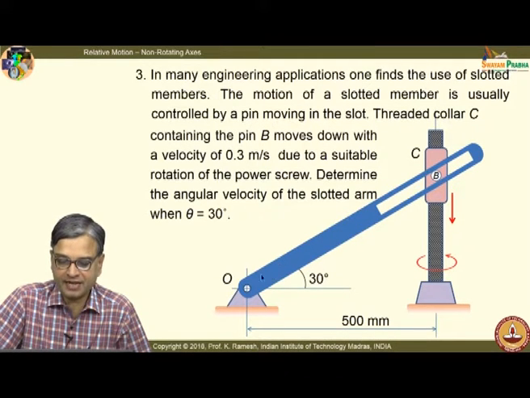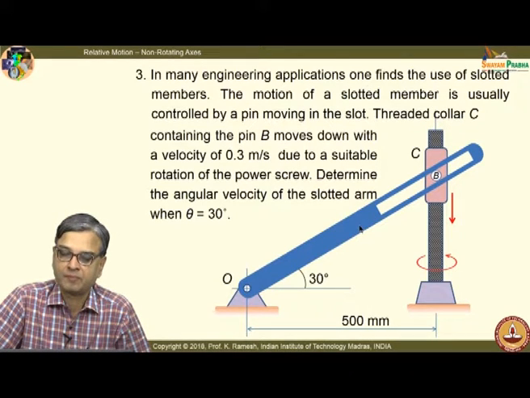What I have here is a slotted member, and a threaded collar with a pin attached to this threaded collar. When the threads rotate in one direction, it will move up; when they rotate in another direction, it will come down. So, the point B, which is marked, can move up or down. In this case, the case that you are going to analyze is when it is moving down.